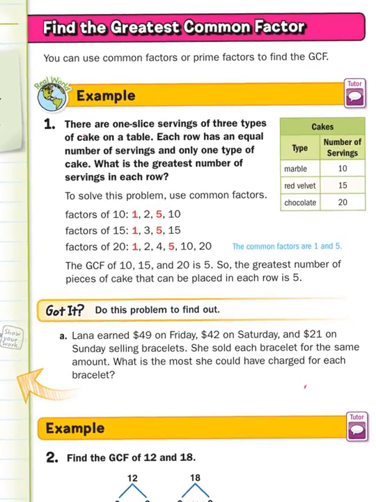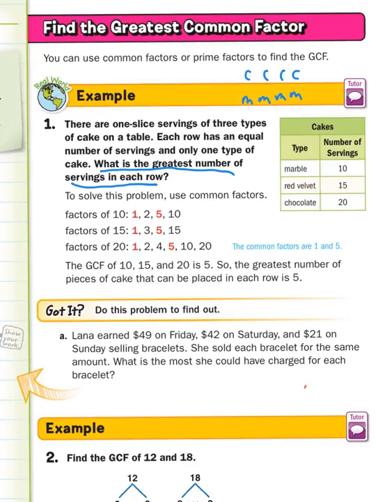This says there are slice servings of 3 types of cake on a table. So here's our types of cakes: marble, red velvet, and chocolate. In number of servings, there must be 10 pieces of marble, 15 of velvet, and 20 of chocolate. Each row has an equal number of servings and only 1 type of cake. So picture that. If you have a row, they have to have the same number. So maybe you have chocolate, chocolate, chocolate, chocolate, marble, marble, marble, marble. They have to be the same amount, and you can't mix them up in a row. What is the greatest number of servings in each row? So we're looking for the greatest common factor, the biggest number that goes into both.